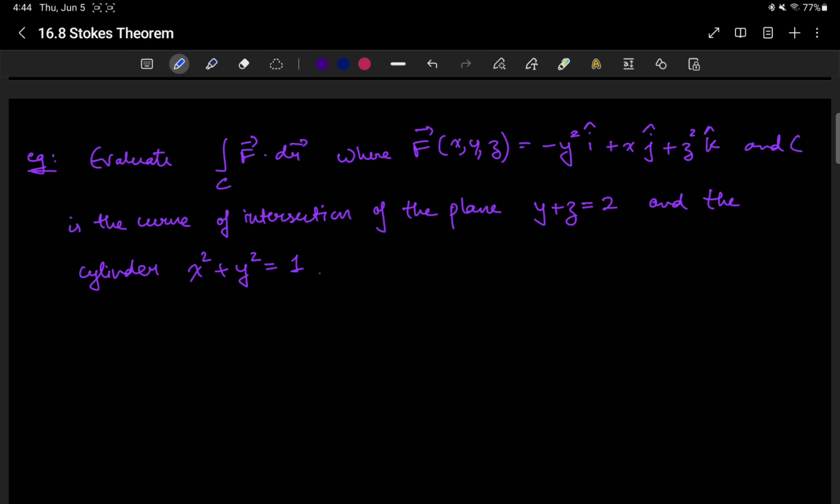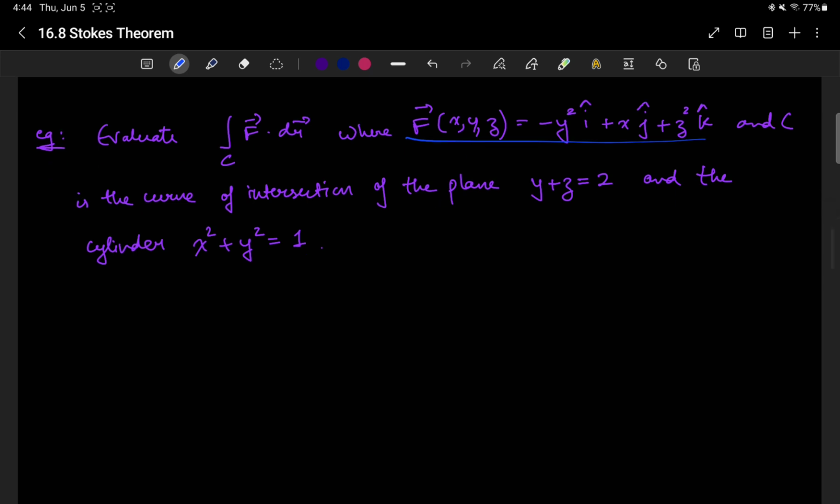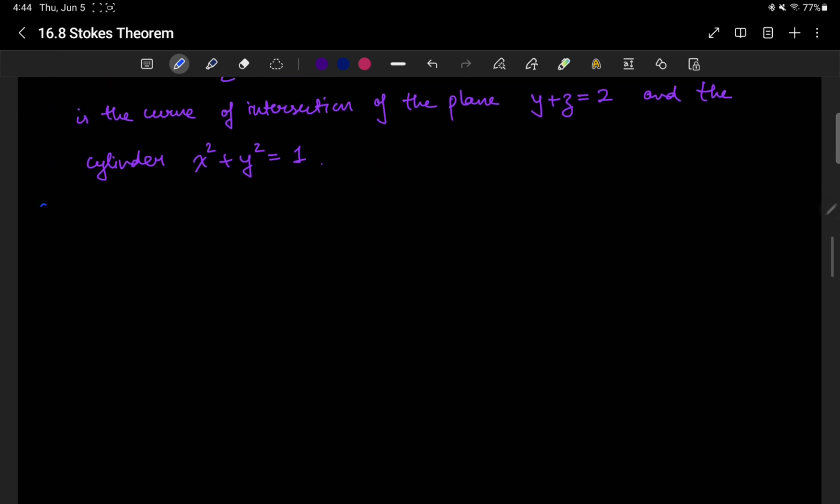Evaluate the line integral where the vector field is given by negative y squared, x, and z squared, and C is the curve of intersection of the plane y plus z equals 2 and the cylinder x squared plus y squared equals 1. So what is the region that we are working with here?